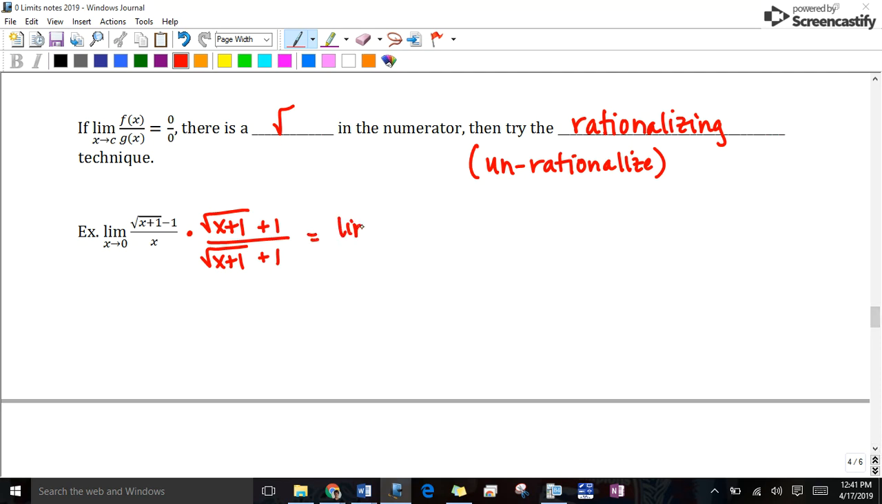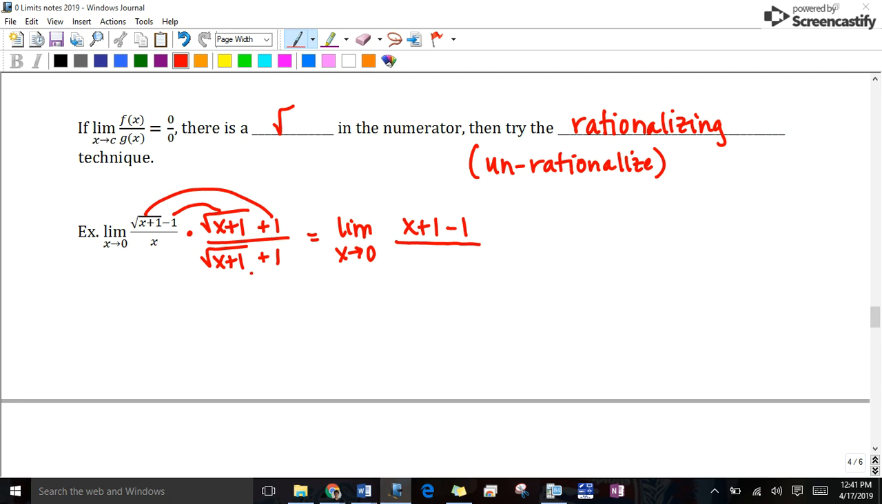Again, don't lose the limit. We haven't taken the limit yet. So x approaches 0. Now let's think about foiling this. When I take the square root of x plus 1 times the other square root of x plus 1, that just leaves me x plus 1. The outer terms are going to be the opposite of the inner terms, so they'll cancel each other out. And then the negative 1 times the positive 1 should give us a minus 1. Much simpler.